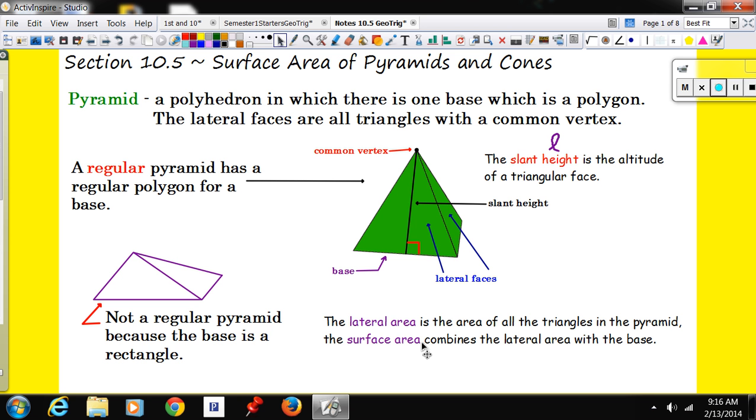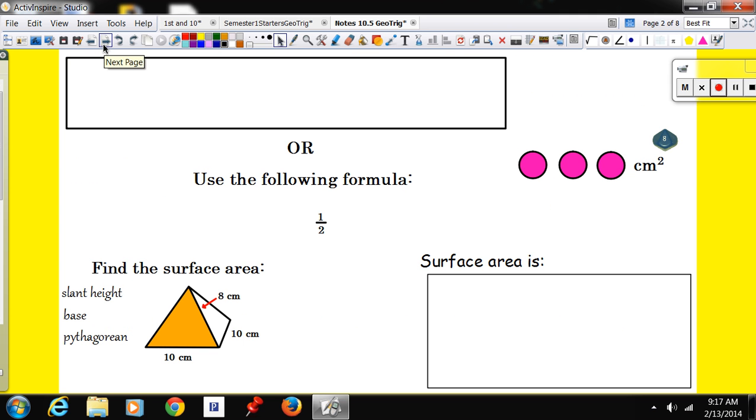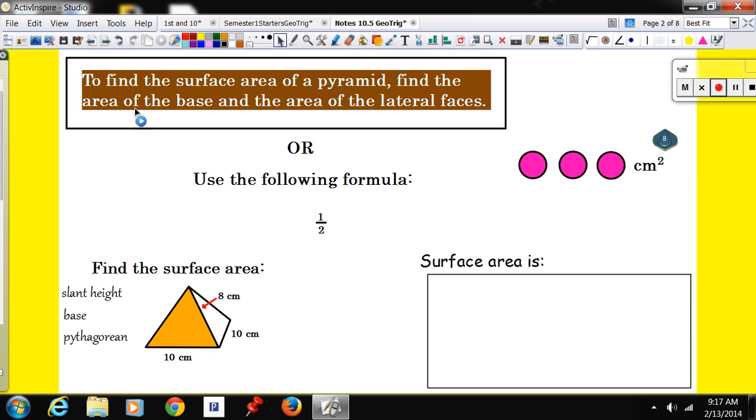We're going to talk about cones in a little bit. All right, let's move to the next slide here. All right, surface area of a pyramid.